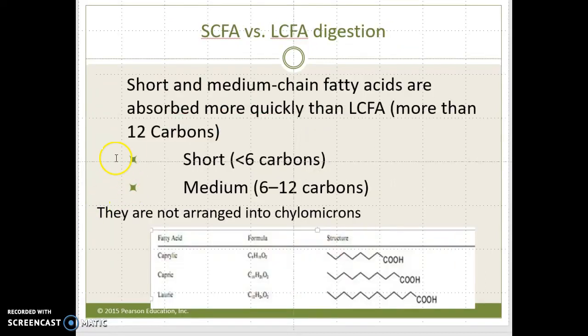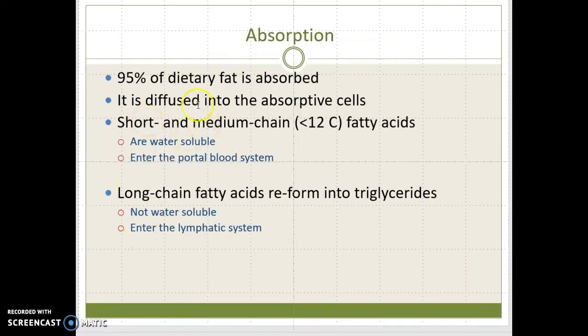But how do they digest, if digestion changes? It turns out that the short or medium chain fatty acids are absorbed more quickly because they are shorter, and they require a slightly different way of absorption. So here are different chains, this just shows a shorter and a longer chain. So lauric acid, they each have a name, is a longer chain fatty acid than caprylic acid, for instance. So when it's absorbed, most of the fat is absorbed by just diffusing through the cells.